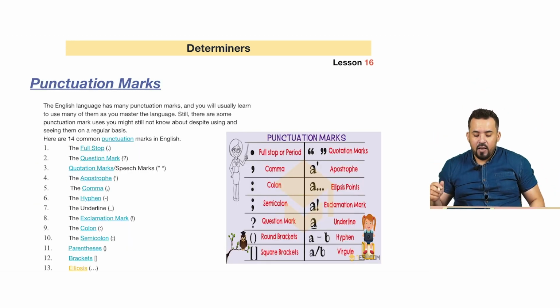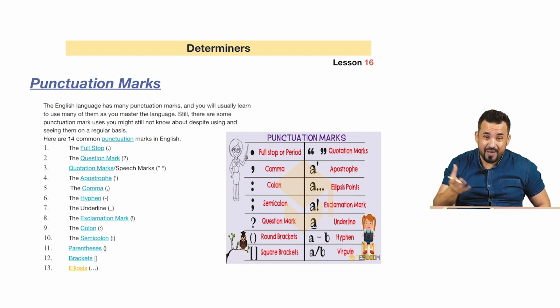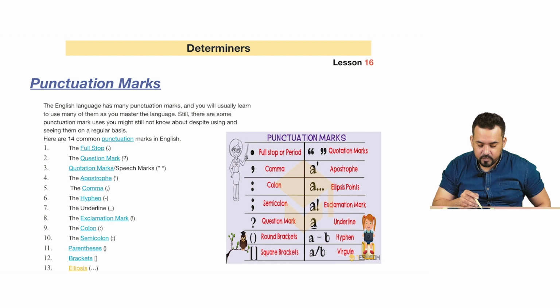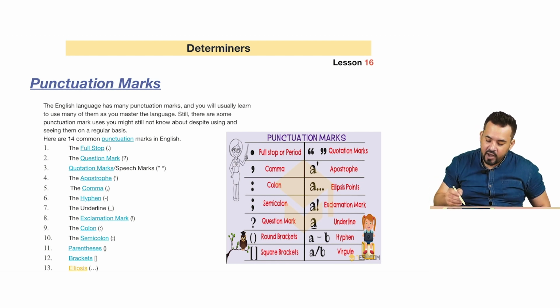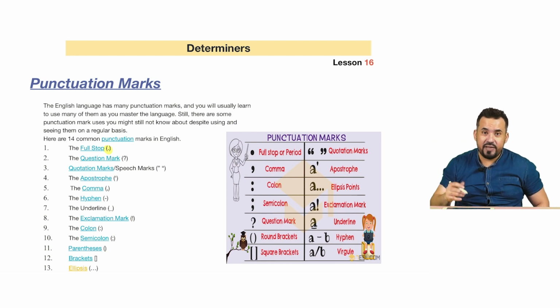Punctuation marks. The English language has many punctuation marks, and you will usually learn to use many of them as you master the language. So let's take a look at the punctuation marks and when to use them. First of all, we have the full stop, which is this one. We use it at the end of the sentence to show that the paragraph is completed.